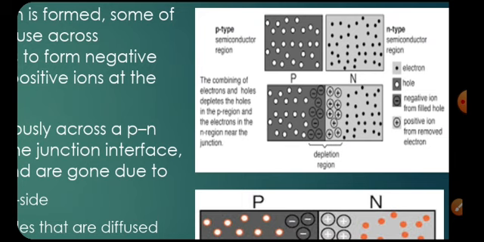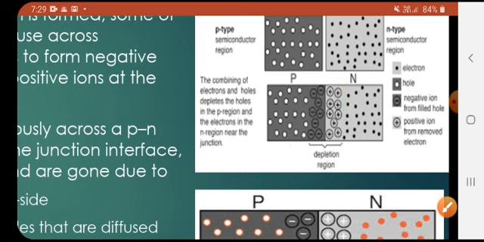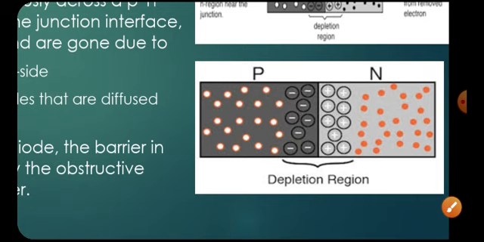Positive charges are accumulated near the n-side junction and negative charges get accumulated near the p junction. This region is known as a depletion region. More holes are diffused towards the n region, and more electrons are diffused towards the p region. This region is called a depletion region.